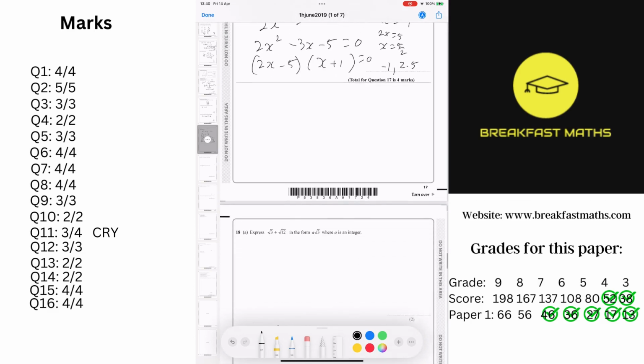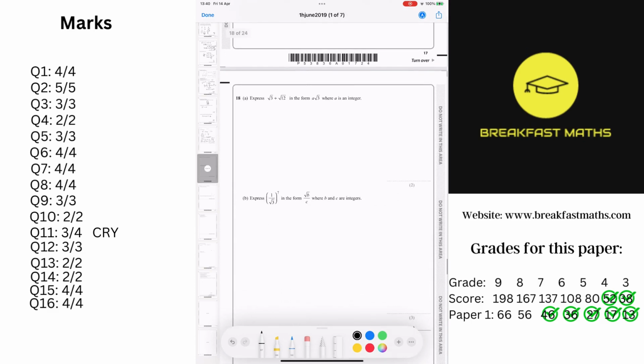Okay, question 18. So we want to split the root 12 by saying this is root 4 times root 3. So we end up with root 3 plus 2 lots of root 3. Let's tidy that up a bit, which would then give us just a value of 3 lots of root 3.